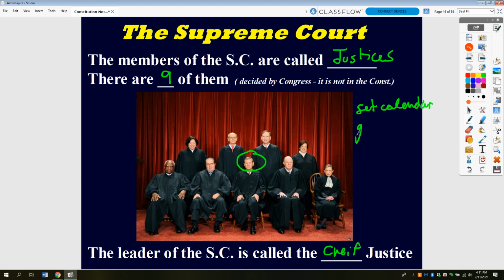He gives assignments. So, for instance, there are certain responsibilities that need to be taken care of by the members of the courts, and so he gives those assignments to different members of the court. Now, this picture is old. All right, so currently these are not the members of the Supreme Court, although this man is, in fact, the Chief Justice of the Supreme Court right now.